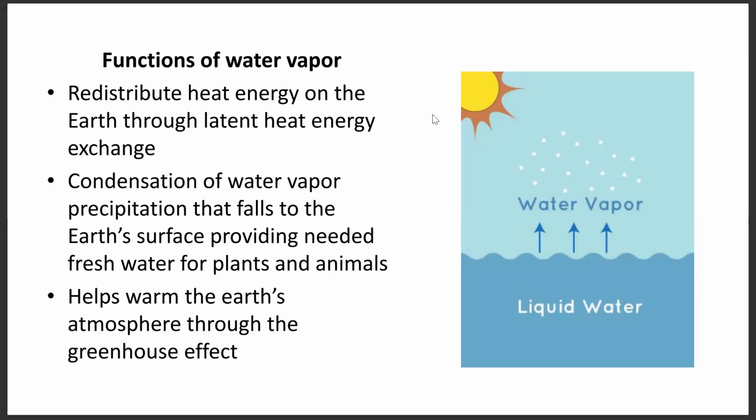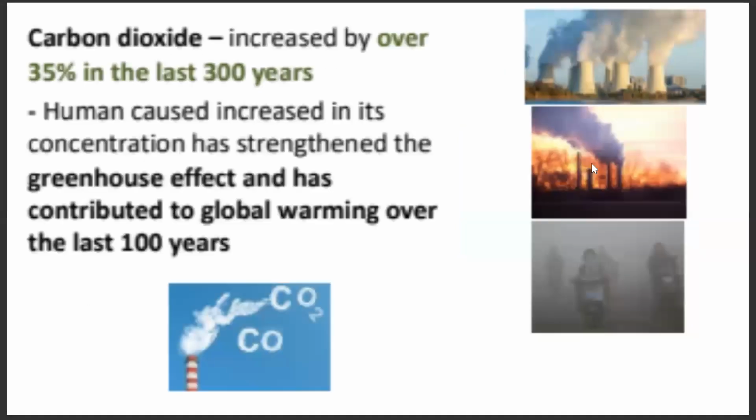These are the functions of water vapor. Water vapor is used to redistribute heat energy on the earth through latent heat energy exchange. Condensation of water vapor produces precipitation that falls to the earth's surface, providing needed fresh water for plants and animals, and helps warm the earth's atmosphere through the greenhouse effect. So take note, water vapor is also classified as a greenhouse gas. They could also add to the heat in our surroundings.